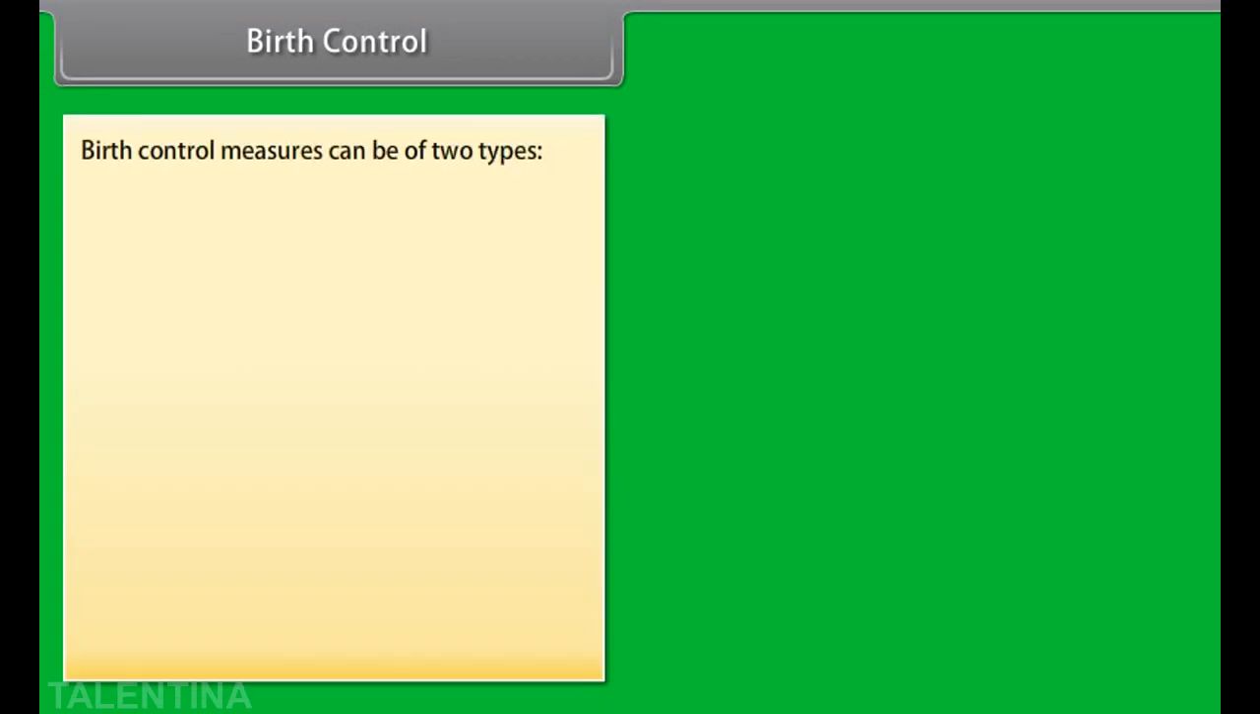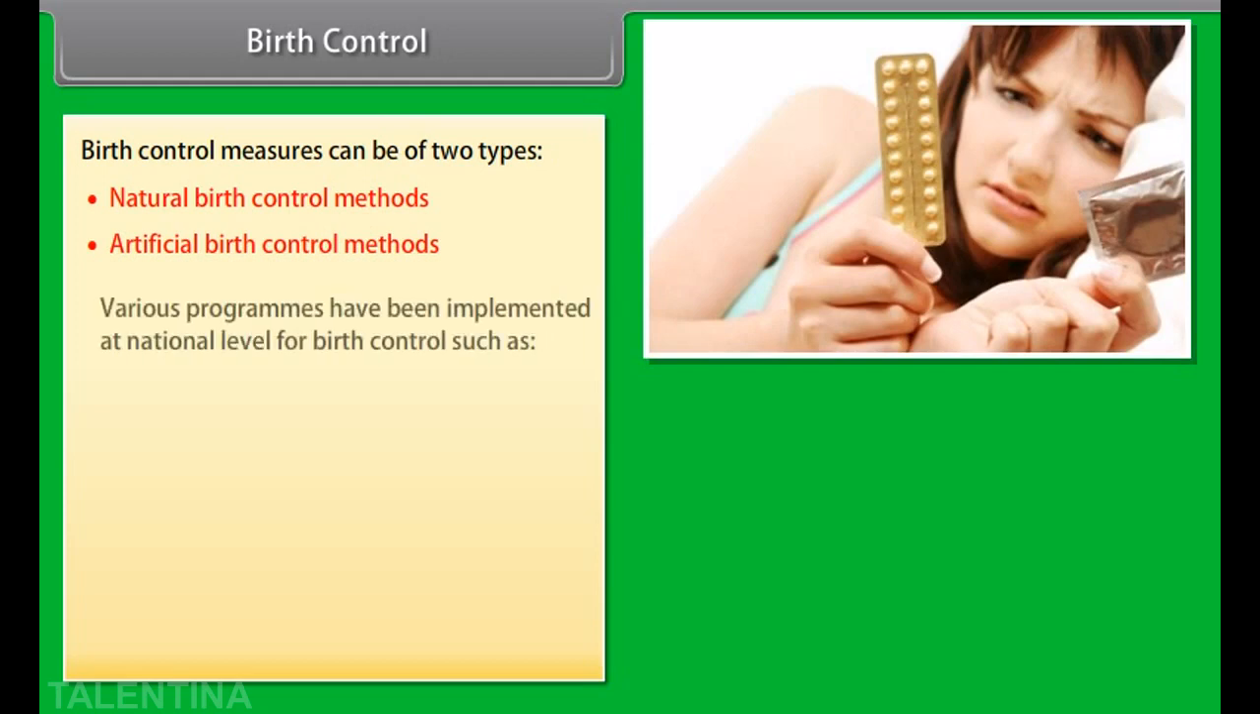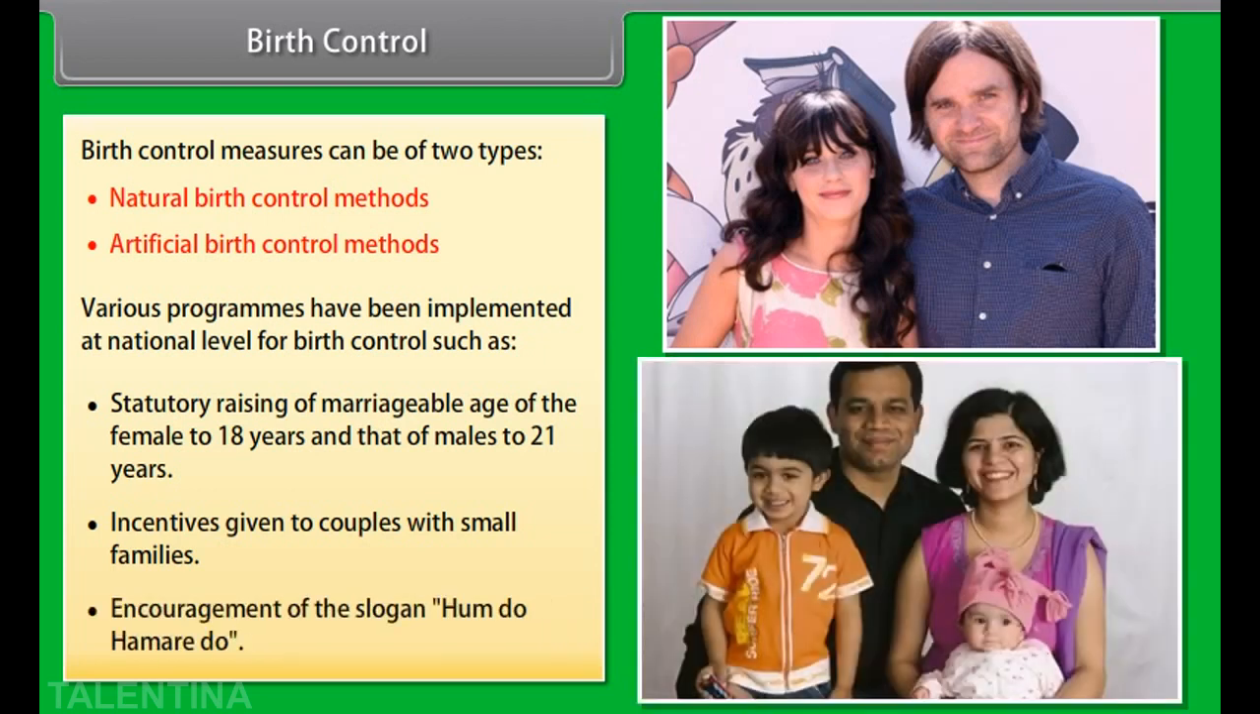Birth control. Birth control measures can be of two types: natural birth control methods and artificial birth control methods. Various programs have been implemented at national level for birth control, such as statutory raising of the marriageable age of females to 18 years and that of males to 21 years, incentives given to couples with small families, and encouragement of the slogan Hum do, hamare do.